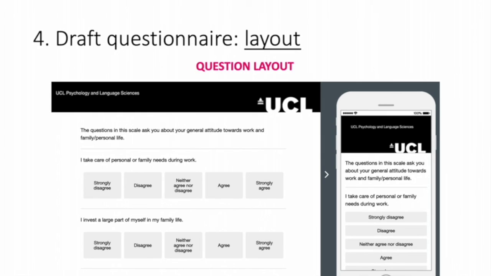Only at this stage are they presented with the questionnaires, with the questions for your questionnaire. And again, here you need to think about the layout. So you might want to have an introduction or a title section, and then make sure that it's quite clear how they need to answer.